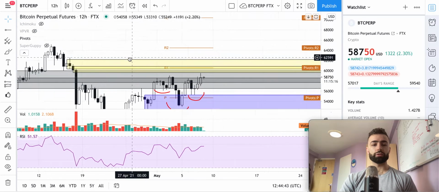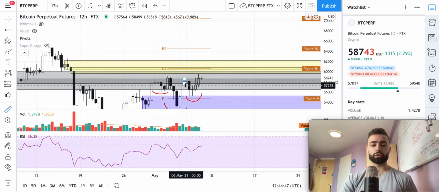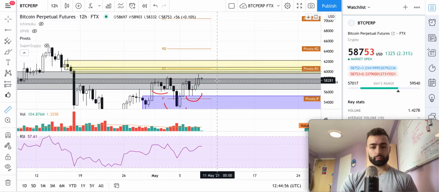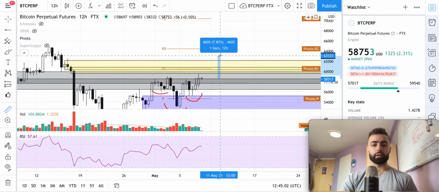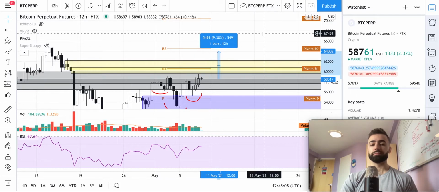So then what you do is you take your measurement tool and you measure up from the neckline, which is where, in this case in the inverse head and shoulders pattern, the key highs are. So that's this high and this high, right where those are about equal, which is about 58,500. You click on there, you pull that up to 54.91, and that takes us to about 64K.